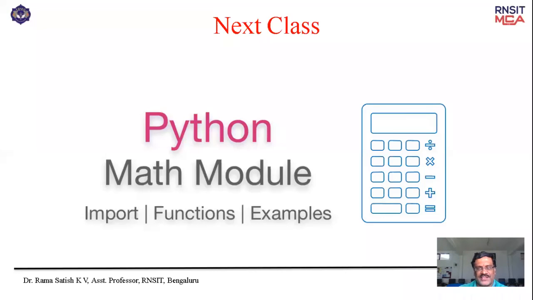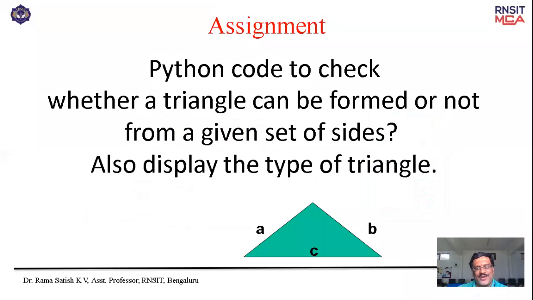This is tomorrow's class assignment. You have to read the sides of the triangle ABC and tell whether the triangle can be formed or not, and you have to display what type of triangle: equilateral, scalene, or isosceles.